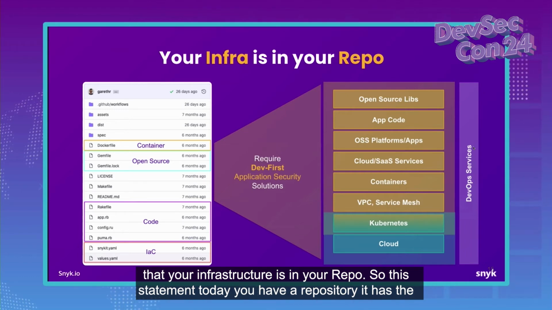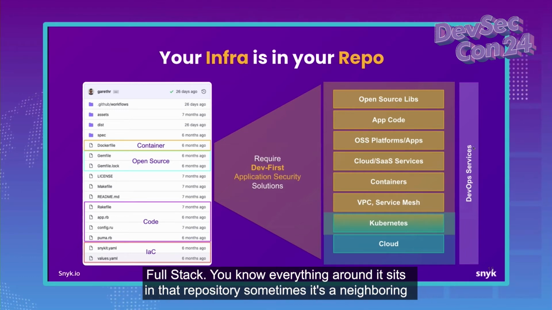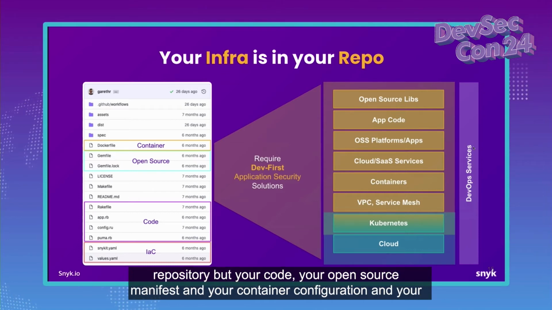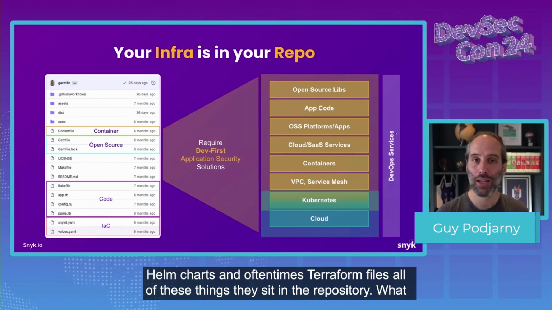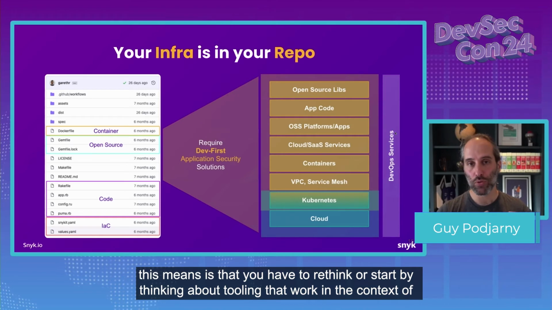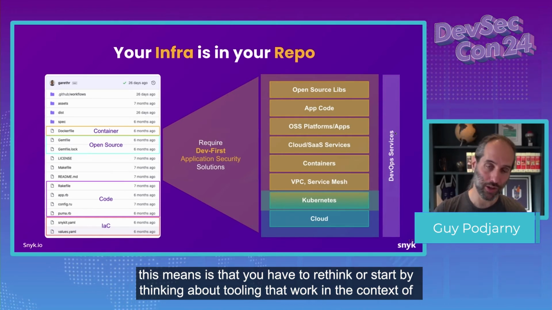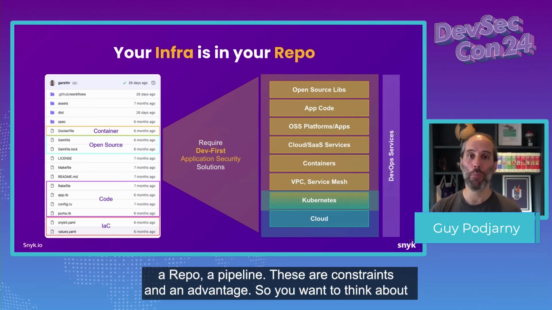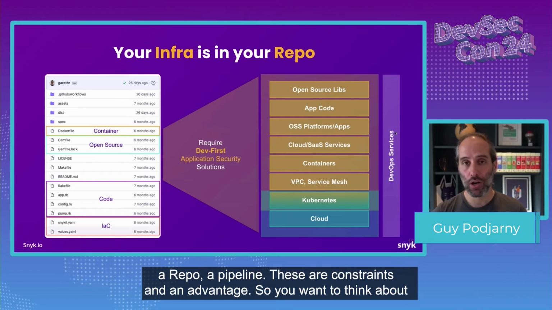So this statement today, you have a repository, it has the full stack, everything around it sits in that repository. Sometimes it's a neighboring repository, but your code, your open source manifest, your container configuration, your Helm charts, and oftentimes Terraform files, all of these things sit in the repository. What this means is that you have to start by thinking about tooling that works in the context of a repo, a pipeline.